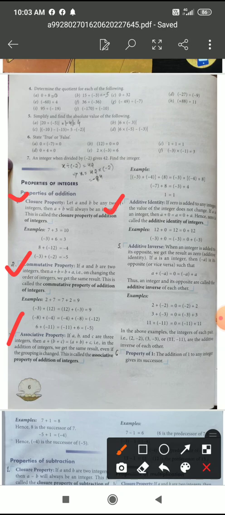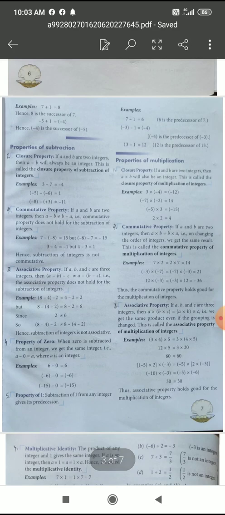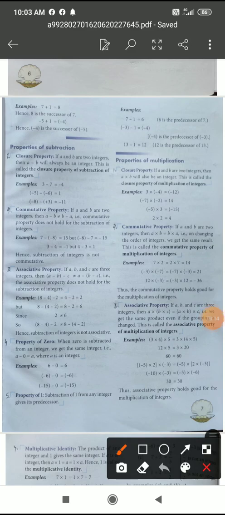Then comes the number 6 property, property of 1. The addition of 1 to any integer gives its successor. For example, 7 plus 1 equal to 8 and minus 5 plus 1 equal to minus 4. Here 8 and minus 4 are successors. Then comes properties of subtraction.